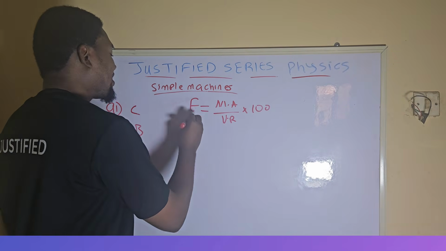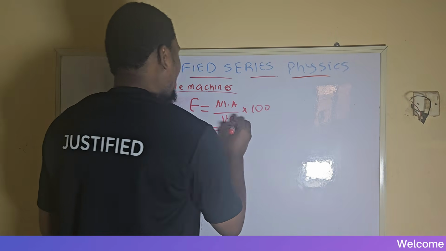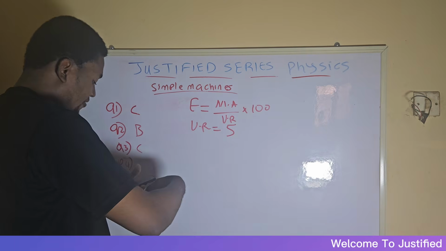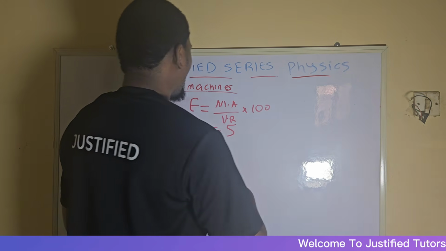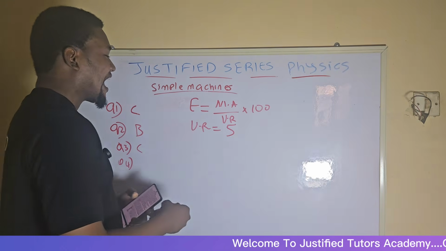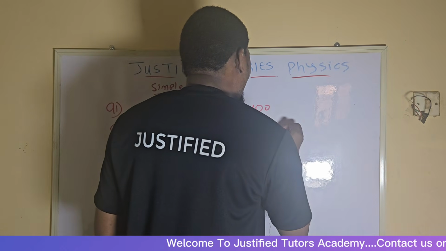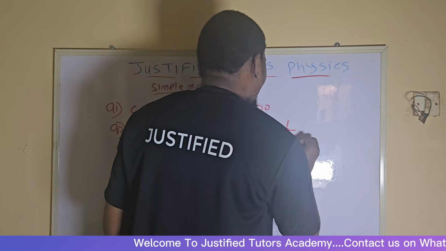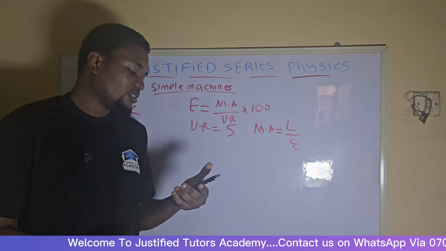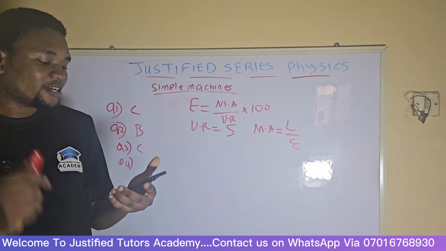We are already given our VR to be 5. Are you getting me? We are told to find our efficiency. What is left for us is to find our MA. And remember, I told you that our MA is equal to load over effort, right?